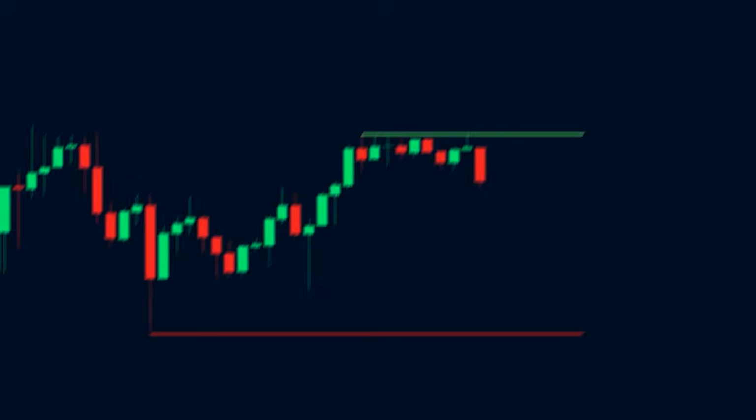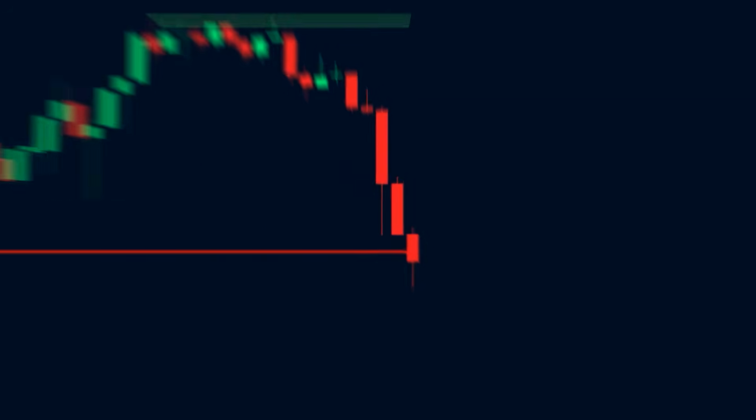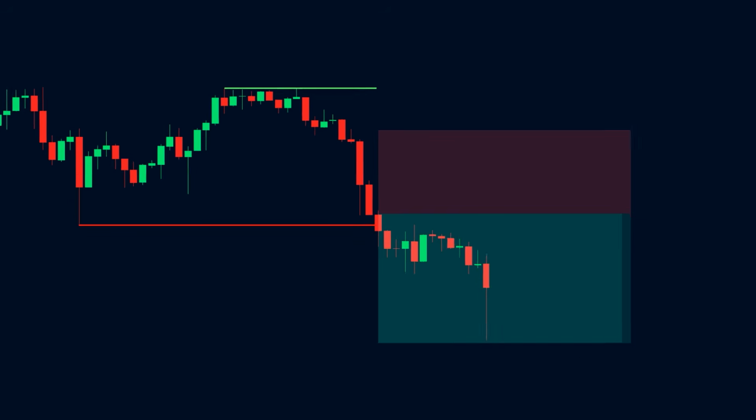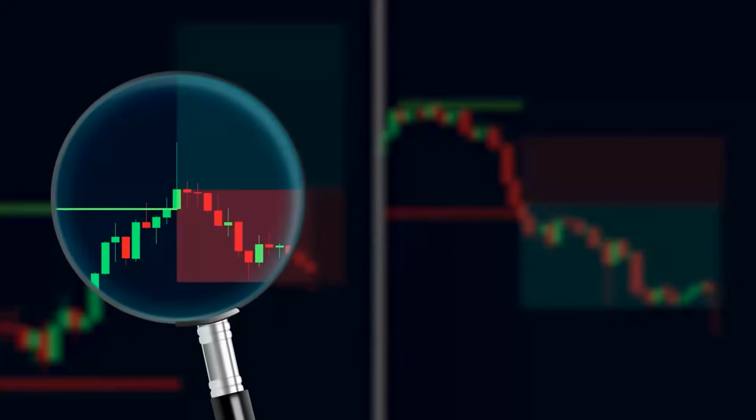Most breakouts look the same. Price breaks a high or breaks a low, and traders rush in, expecting continuation. But some breakouts explode, while others fail almost immediately. And on a normal chart, they can look nearly identical.